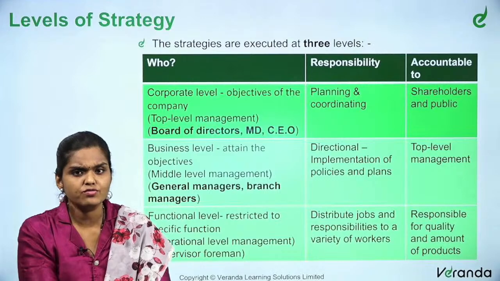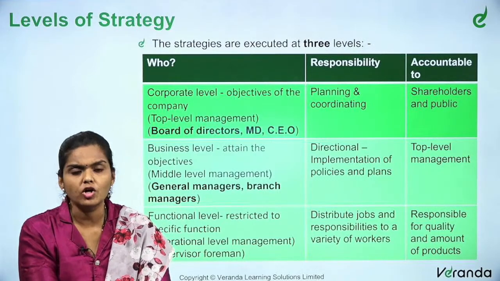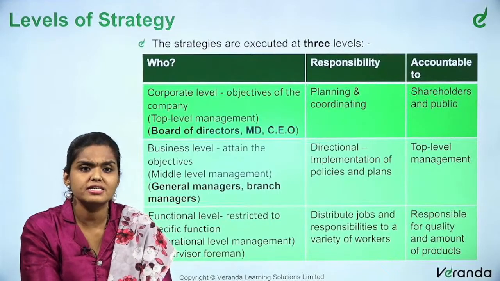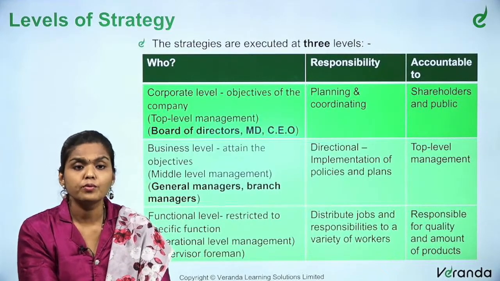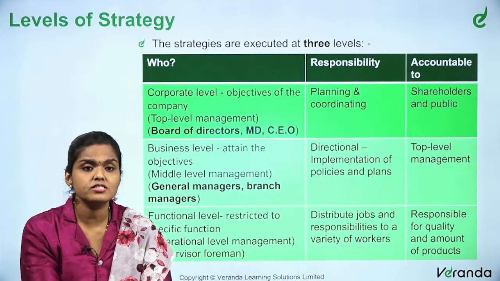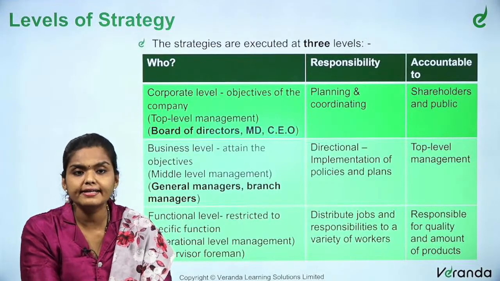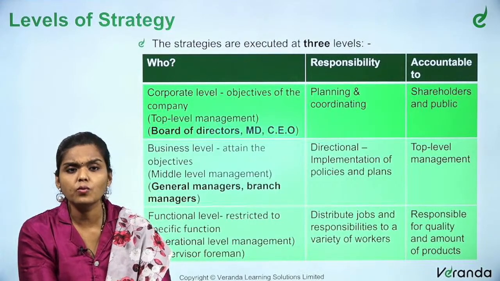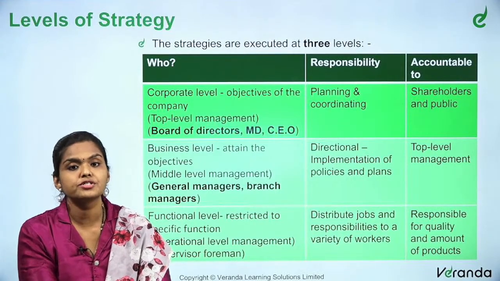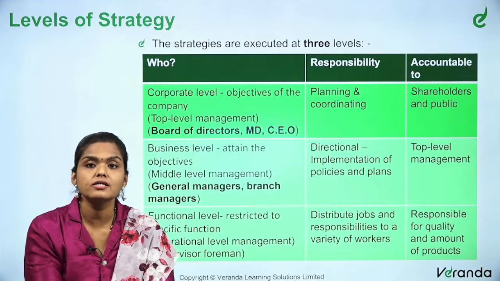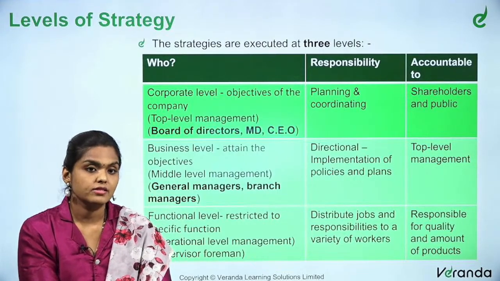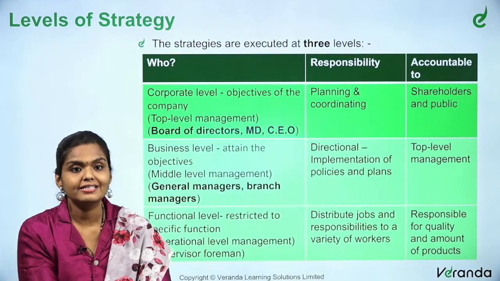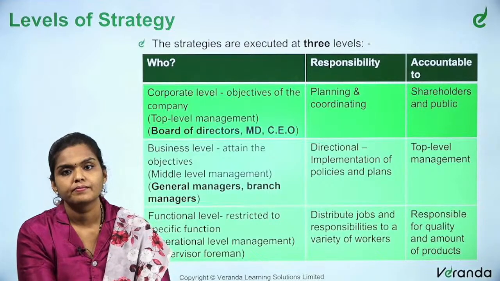What are the various levels? First of all, at the top we have the corporate level, the owner, whom we refer to as the CEO or MD or the board of directors. They are referred to as the top level management, and in business we term them the corporate level. What do they set? They set the vision, the mission, the goals and objectives that the organization wants to achieve.